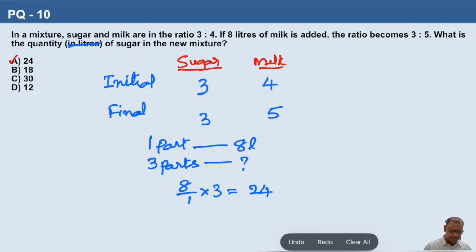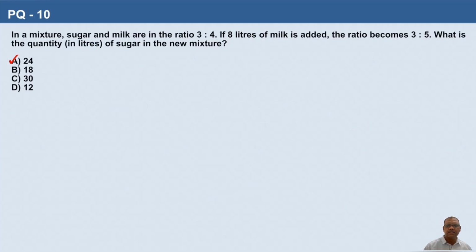So these are some problems based on the concept of allegations and mixtures. So we will solve some more questions based on this concept of allegations and mixtures in the next session.